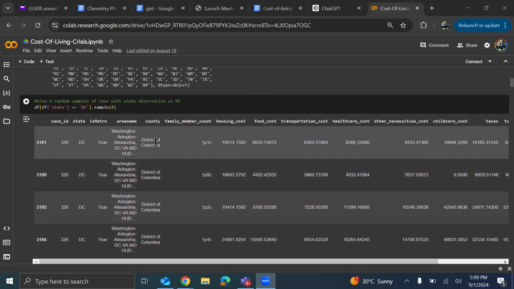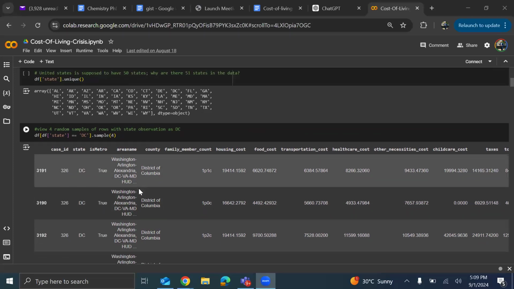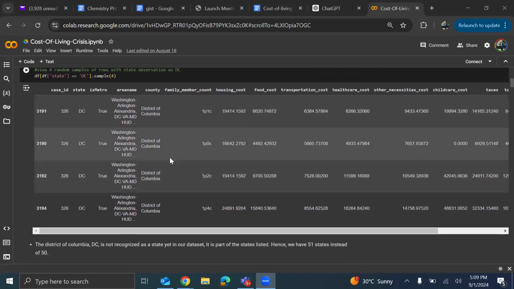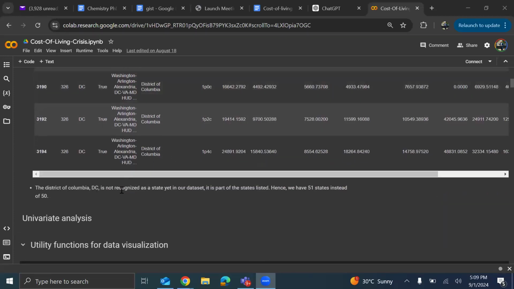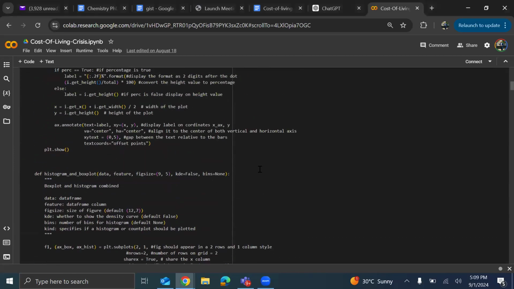I noticed that the District of Columbia is not a state, but it is treated as a state. I cannot remember the explanation verbatim, but that's what I observed. You look at the District of Columbia as a state, yet it's in our data set. It is part of the states listed, so that's why we have 51 states.